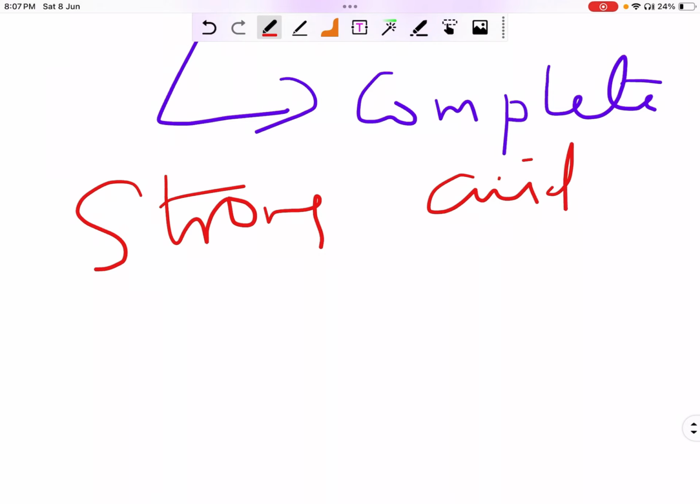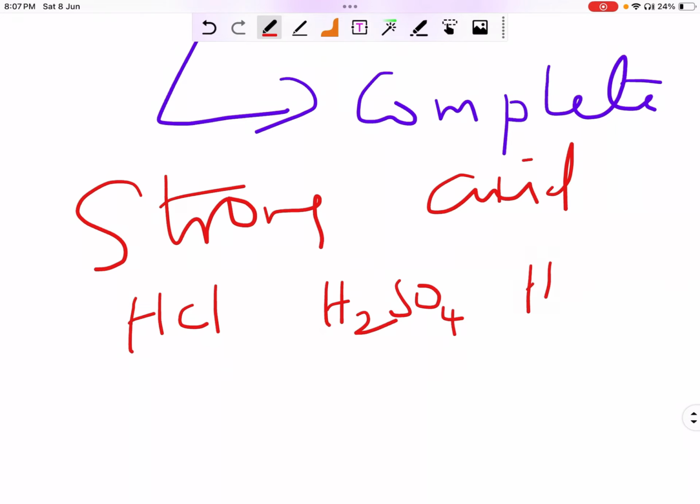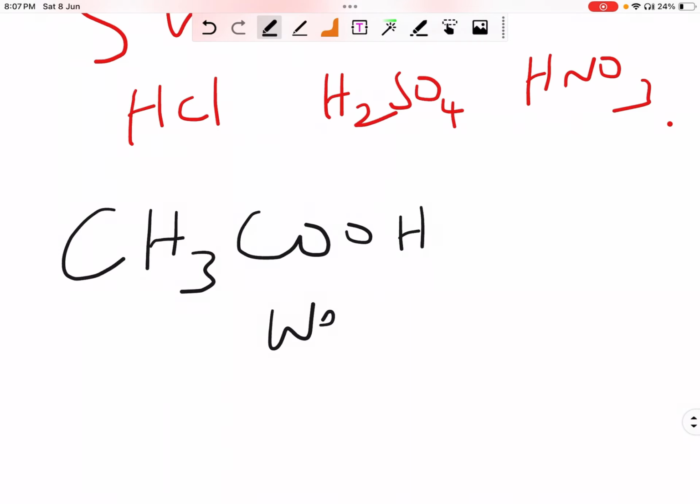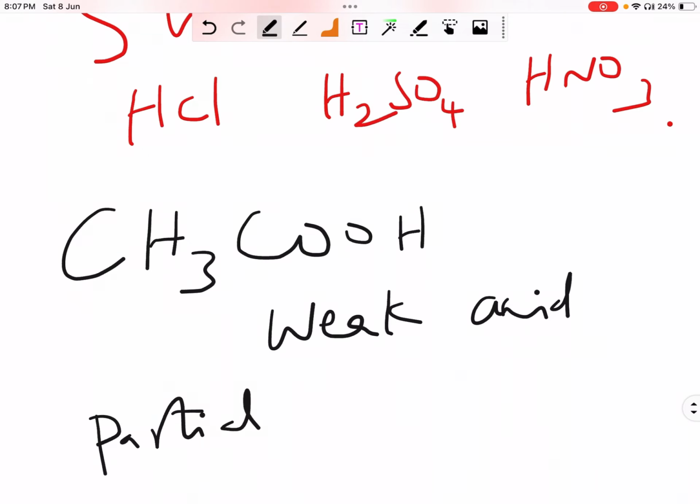In that case you have three examples: H2SO4, HCl, and HNO3. Whereas this acid, CH3COOH, is a weak acid because it doesn't dissociate completely. So partial dissociation, this is the tag. So there is partial dissociation.